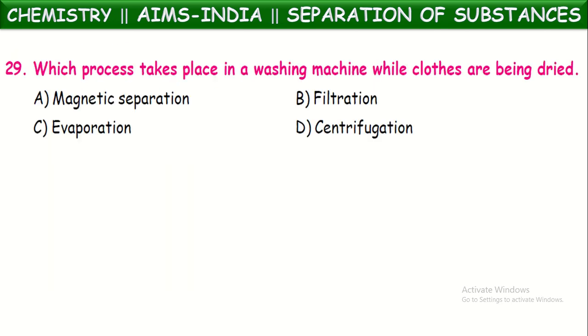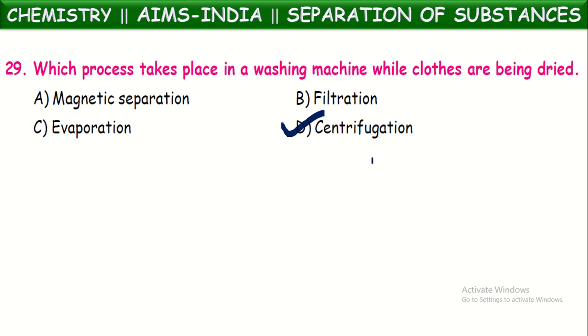Okay. Next one. Which process takes place in a washing machine while clothes are being dried? While clothes are being dried, the clothes are revolved, whirled at very high speed. Because of the high speed, the droplets of water are thrown away and hence the clothes are dried. That process is called centrifugation.